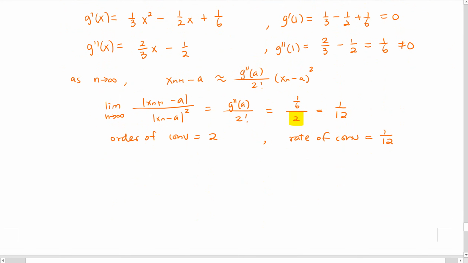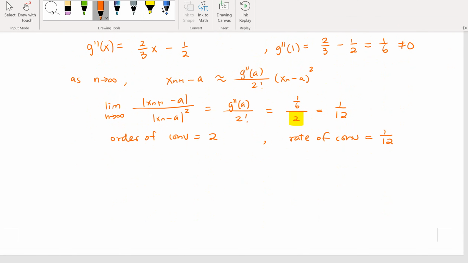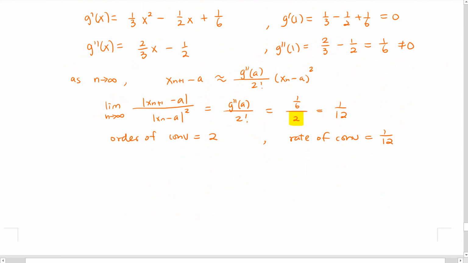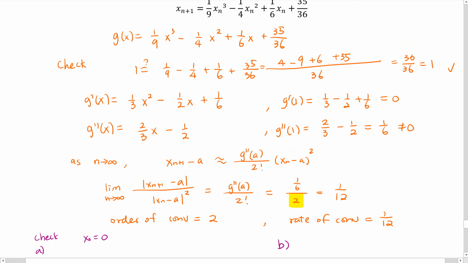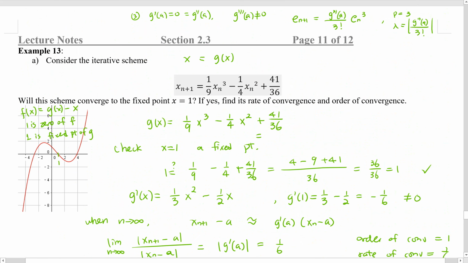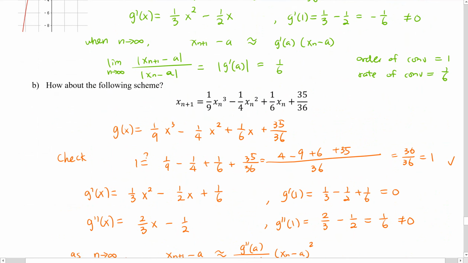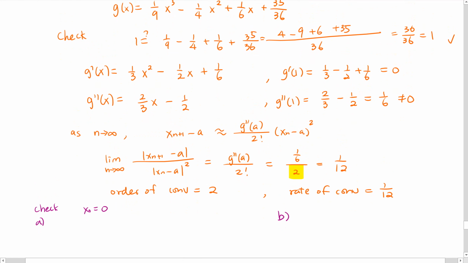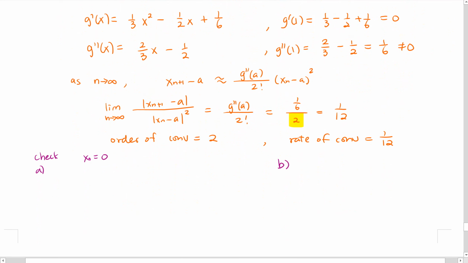We know 1 is a fixed point, right? Why don't we use those iterative schemes to calculate? Okay, so let's check. Let's suppose x0 is 0. Okay, so let's see here. Let me copy down the scheme. My first scheme is right here.